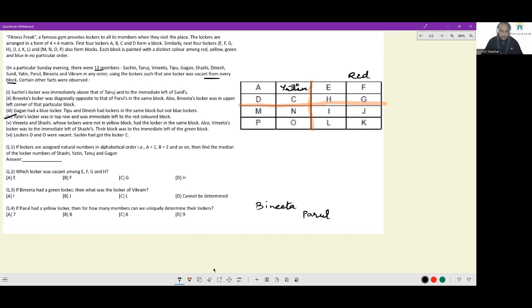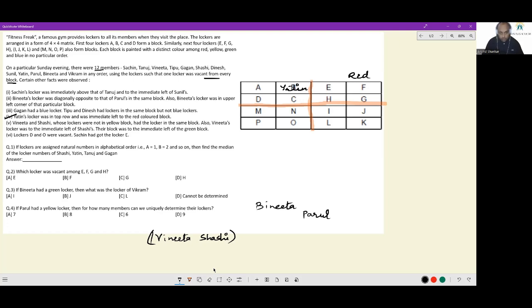Next, Vinita and Shashi, whose lockers were not in the yellow block, had lockers in the same block. Also, Vinita's locker was to the immediate left of Shashi. So, we know Vinita and Shashi are in this row, in the same block. Their block was to the immediate left of the green block.